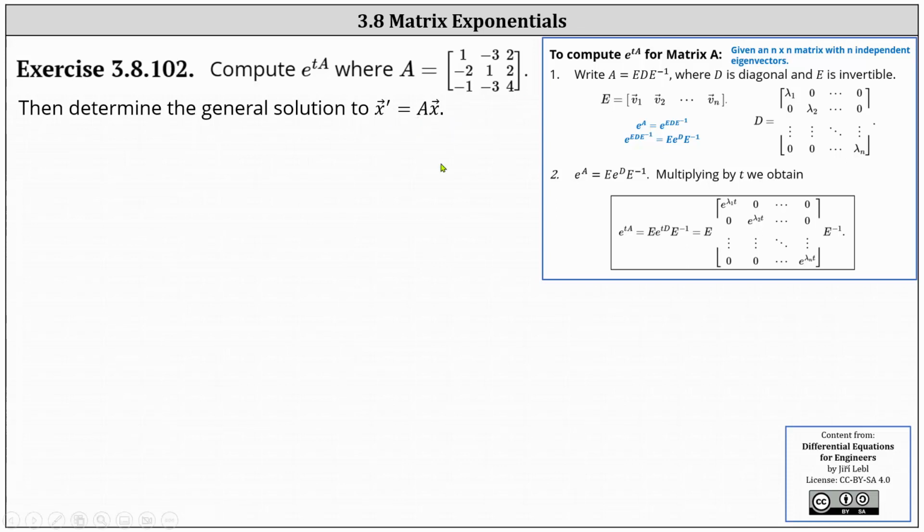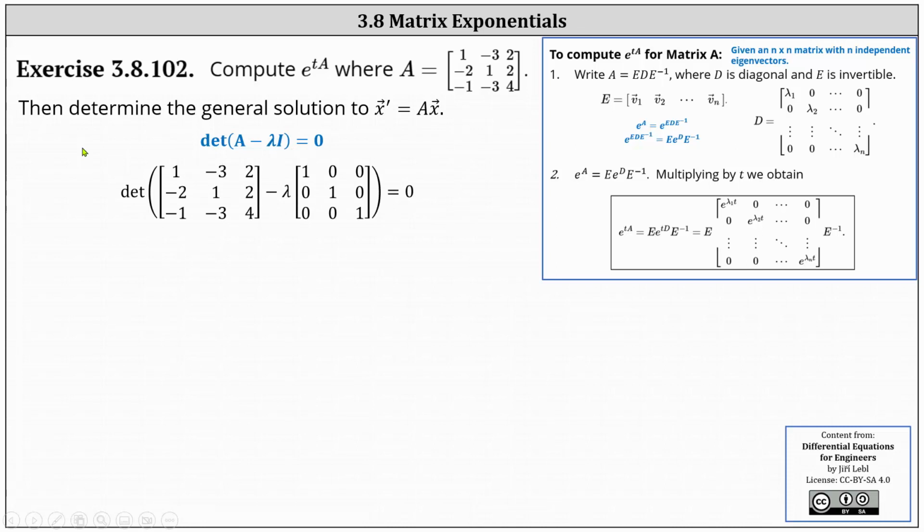We begin by determining the eigenvalues and corresponding eigenvectors for matrix A. If matrix A has 3 linearly independent eigenvectors, because matrix A is a 3 by 3 matrix, then we follow the general procedure outlined on the right to determine e to the power of tA. Let's first find the eigenvalues by setting up the equation, the determinant of the difference of A and lambda I equals 0, and then solving for lambda. So here we have the setup.